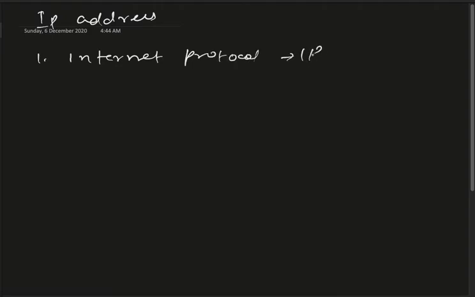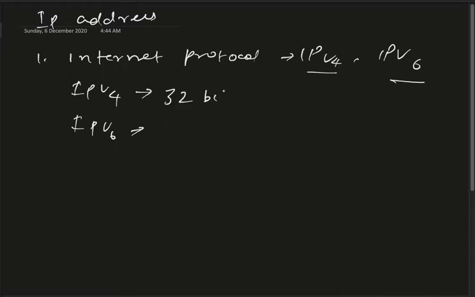IPv4, meaning IP address, discuss in 20 lines. First, IP address comes from Internet Protocol. This is IPv4 and IPv6, version 4 and version 6. IPv4 is traditional and IPv6 is a research area. This is 32 bit. There are classes: class A, class B, class C, class D, class E.